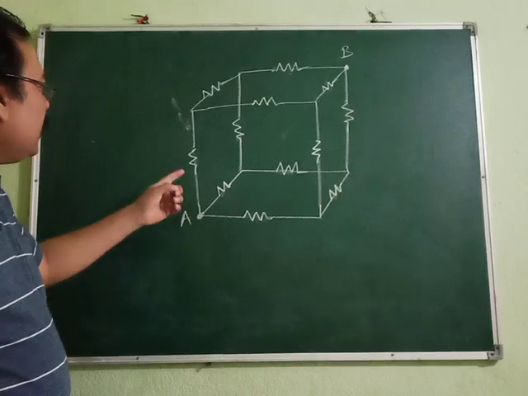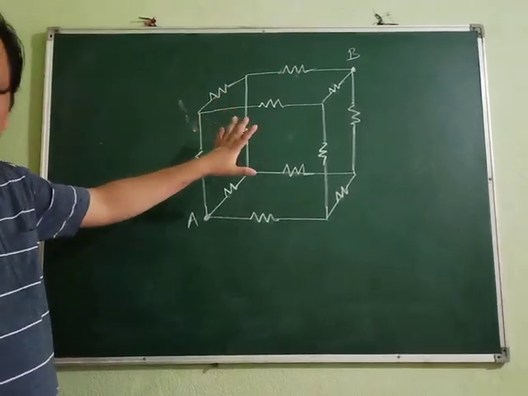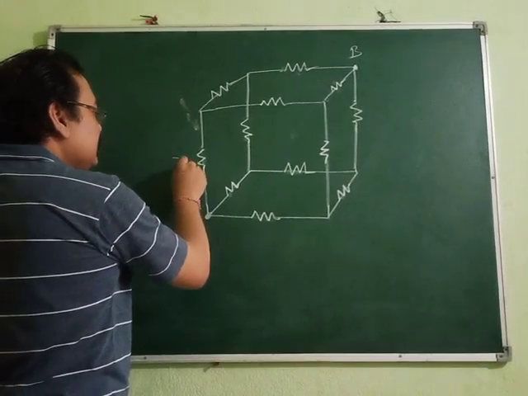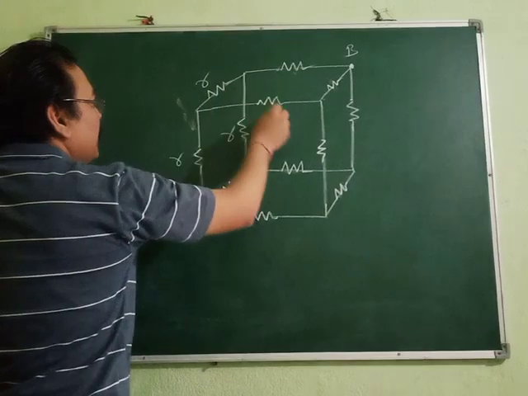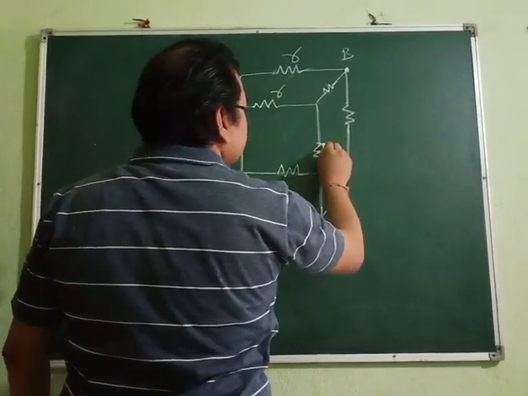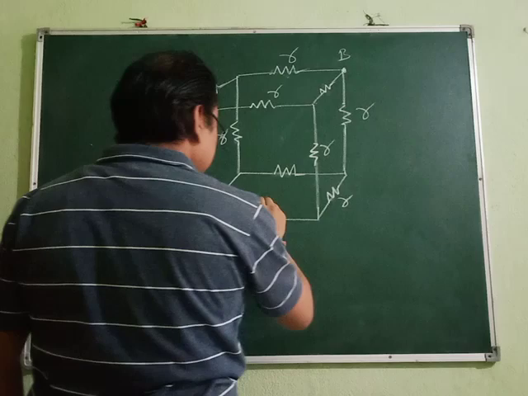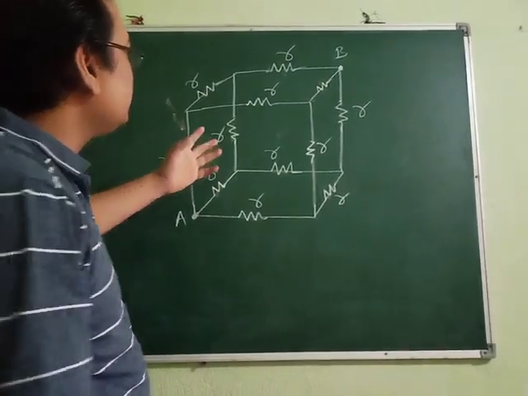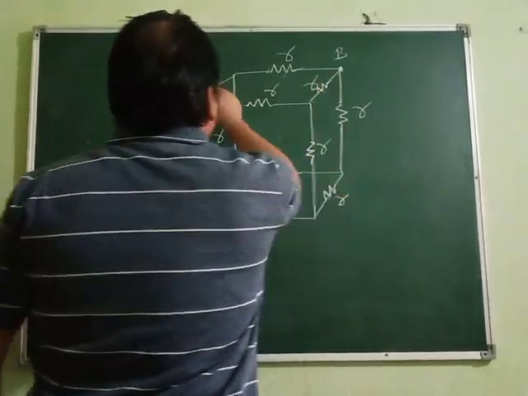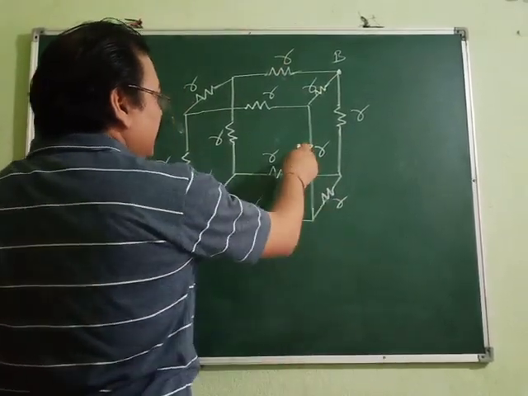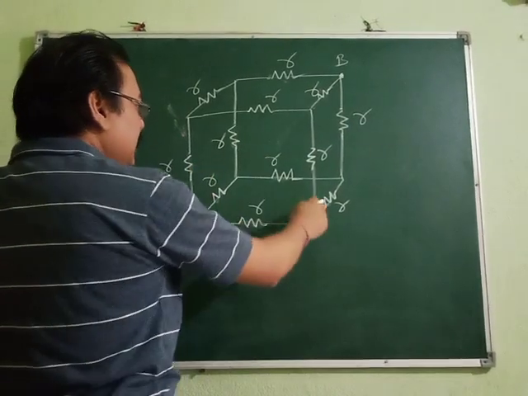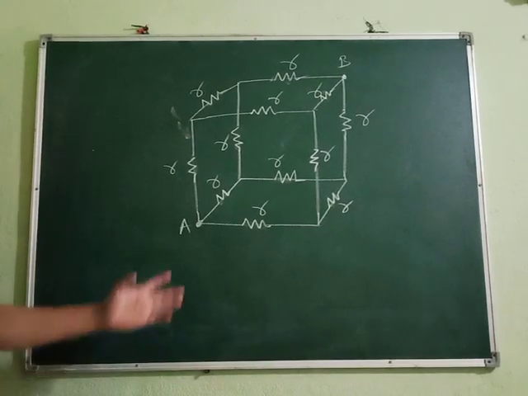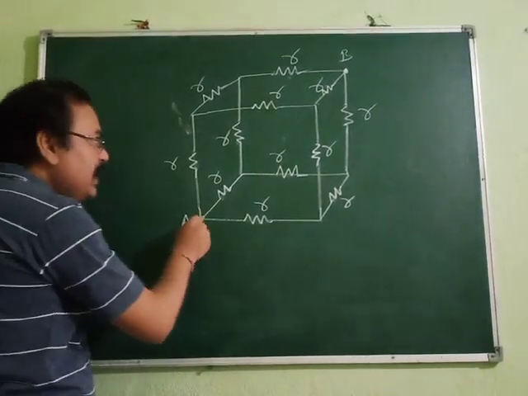Now, what is the question? This is a cube, and each arm has got resistance small r. So how many resistances are there? You can see this one is here. So 1, 2, 3, 4, 5, 6, 7, 8, 9, 10, 11, 12. Now we want to find out the equivalent resistance between points A and B.